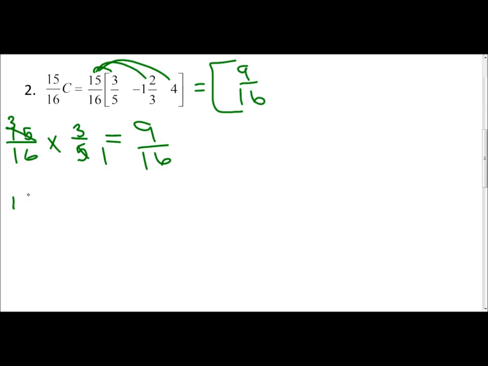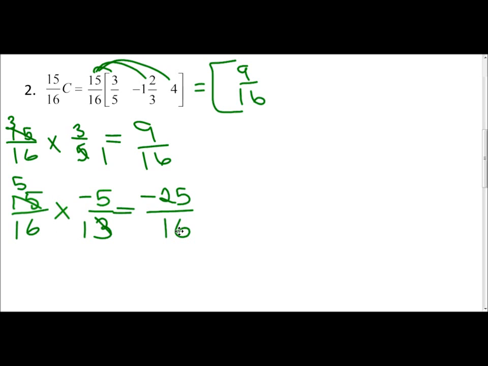I'm going to multiply next 15/16 times a negative 1 and 2/3. That's a mixed number, so I want to change it to an improper fraction. 3 times negative 1 is negative 3 plus a negative 2. That's negative 5 over 3. I can cross reduce again. 3 goes into 3 once. It goes into 15 5 times. 5 times negative 5 is negative 25. 16 times 1 is 16. So my second entry is negative 25 over 16.